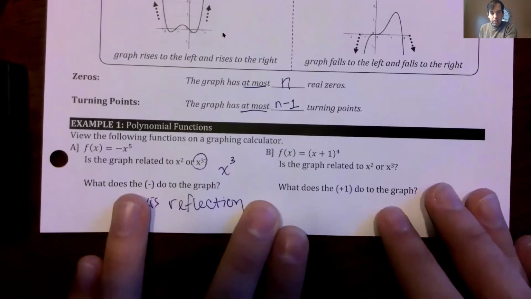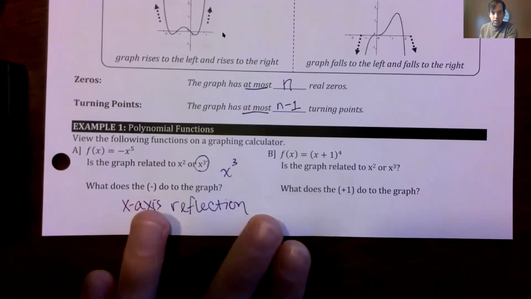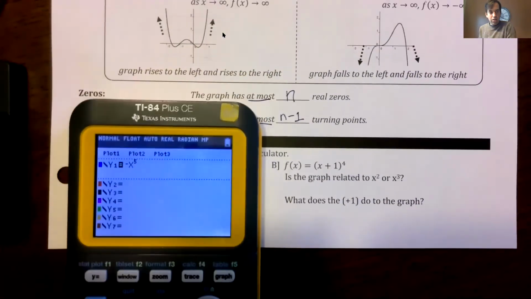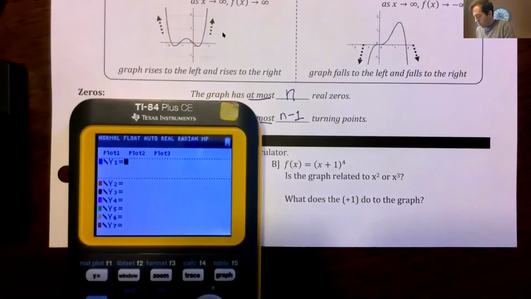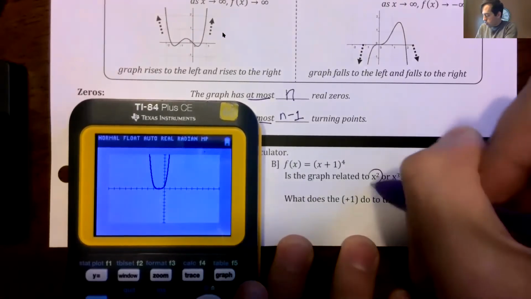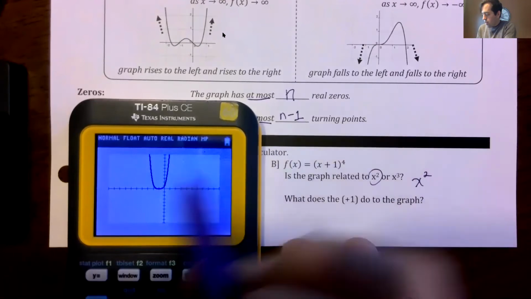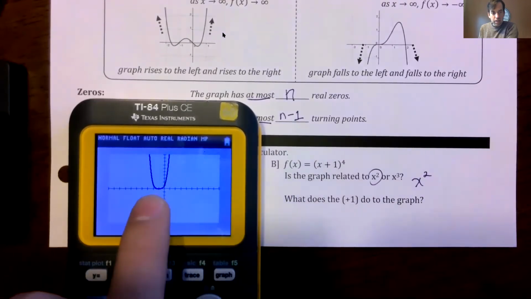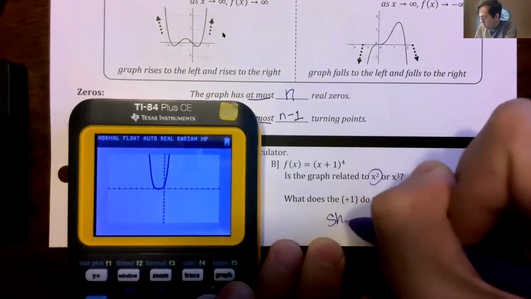All right, let's take a look at this one. x plus 1 to the fourth. Is this graph related to x squared or x cubed? Well, let's take a look. x plus 1 to the fourth. And that definitely looks more like x squared, right? It goes up on the left and on the right. And if we want to know what this plus 1 does to the graph, it shifts it left 1 unit.